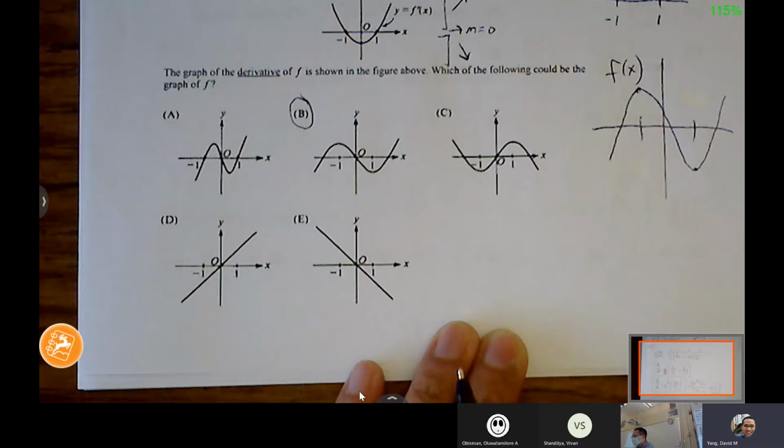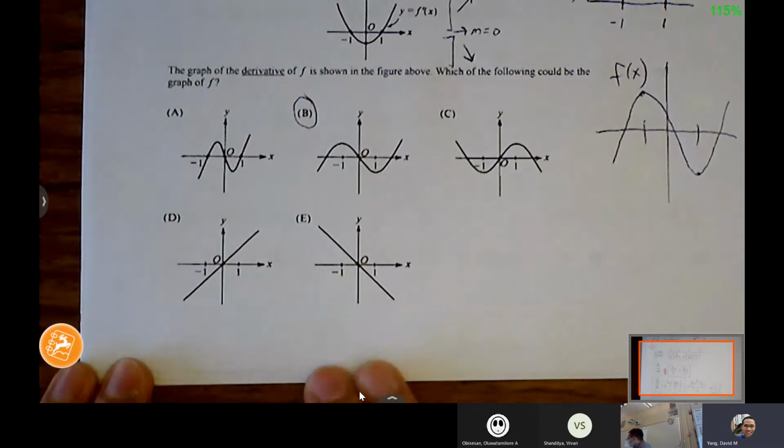Let me skip through here. Number 34. How about a related rates problem? I'll do a related rates problem.